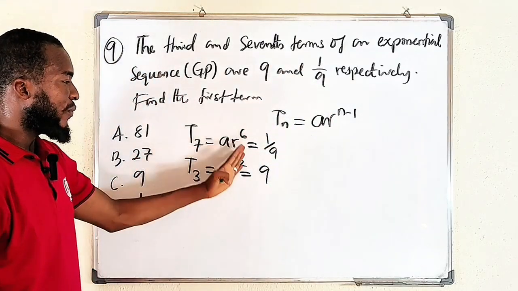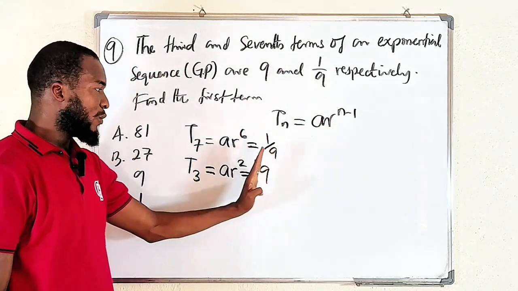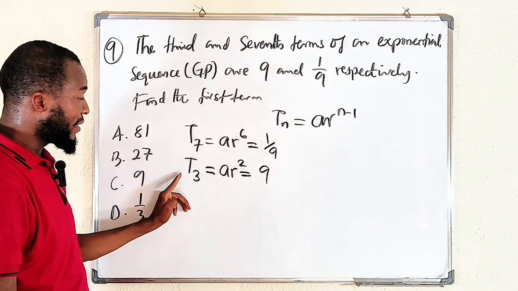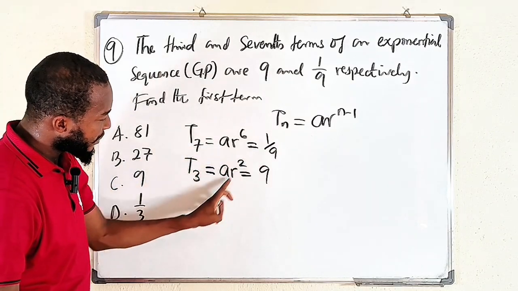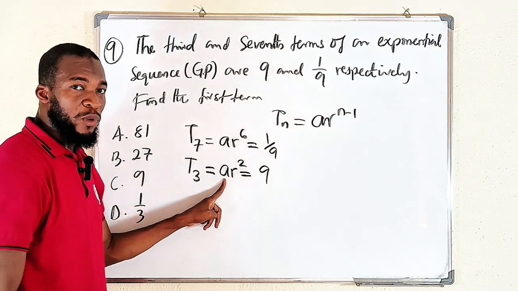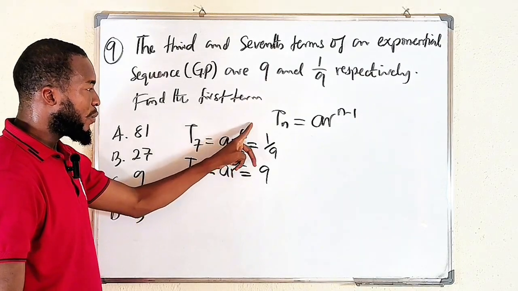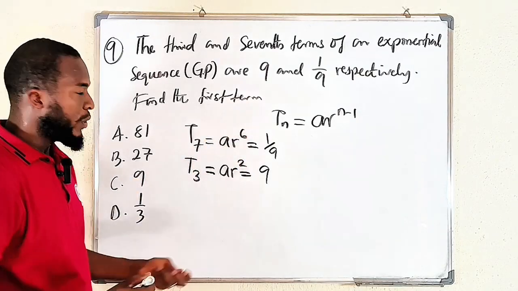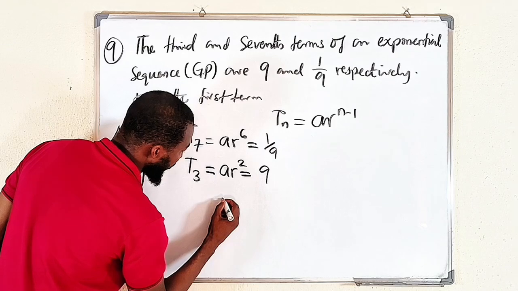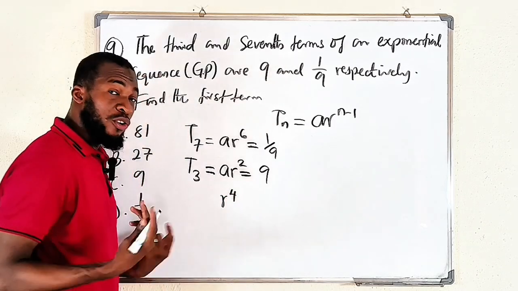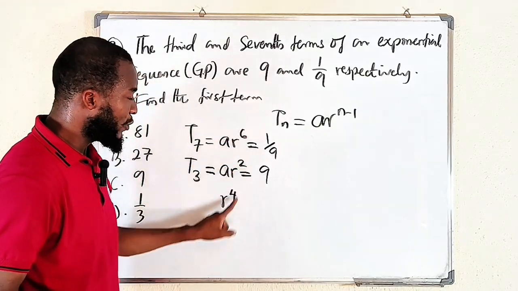So let us divide both sides of this equation. Don't consider T7 and T3, just pay attention to this. a divided by a will give us 1. r to the power of 6 divided by r squared will give us r to the power of 4, according to one of the laws of indices, 6 minus 2 is 4.